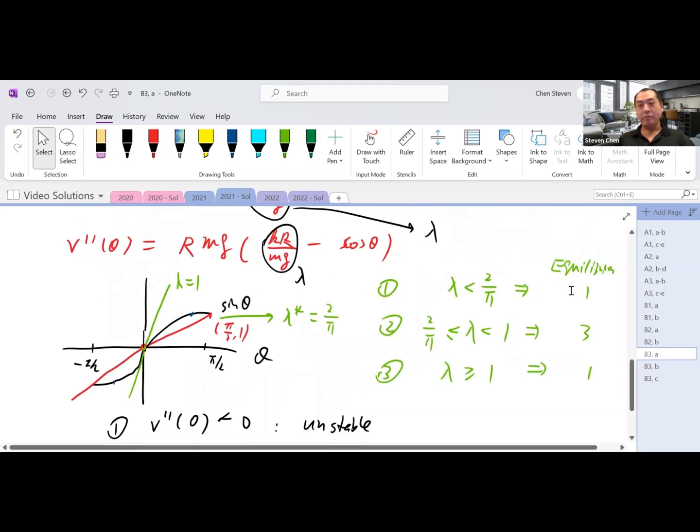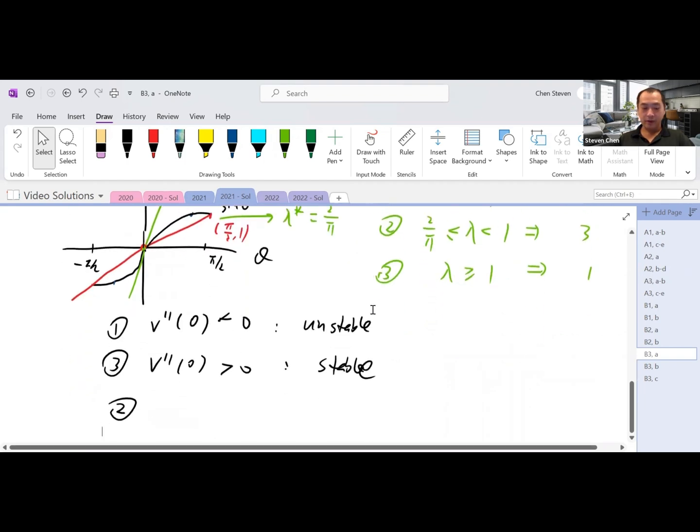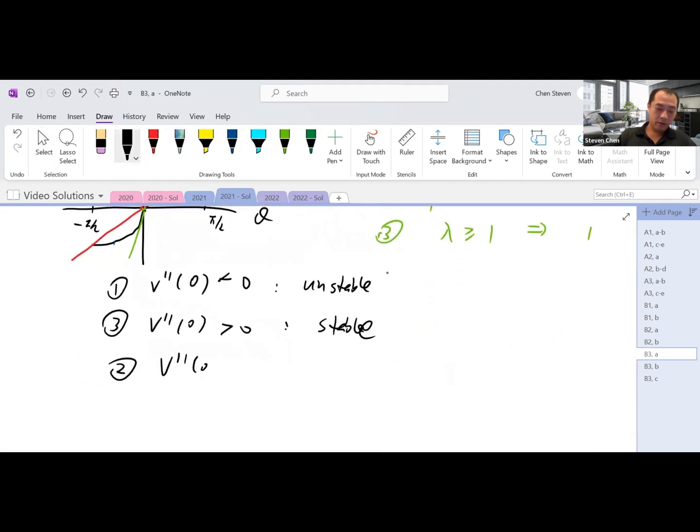Next, let's go back to the second case, that is the non-trivial case. So we have 3 equilibria, and we have to analyze them separately. Let's look at the simplest one, where the equilibrium is at the origin, which means theta is equal to 0. Okay. So let's look at v double prime. This is lambda minus 1. Because for the second case, lambda is still less than 1, so lambda minus 1 is negative. Therefore, this equilibrium is unstable. Okay.